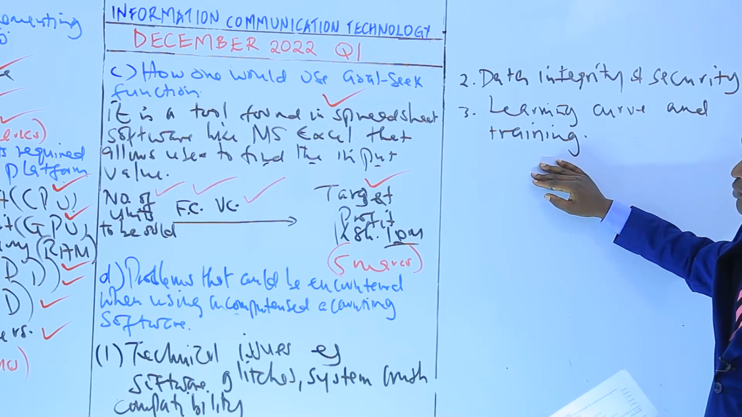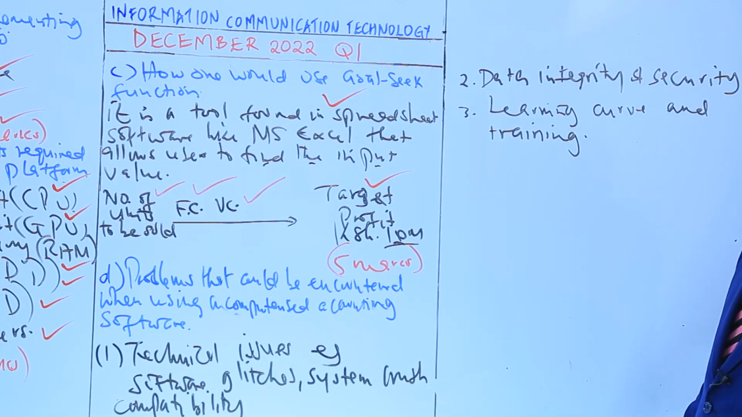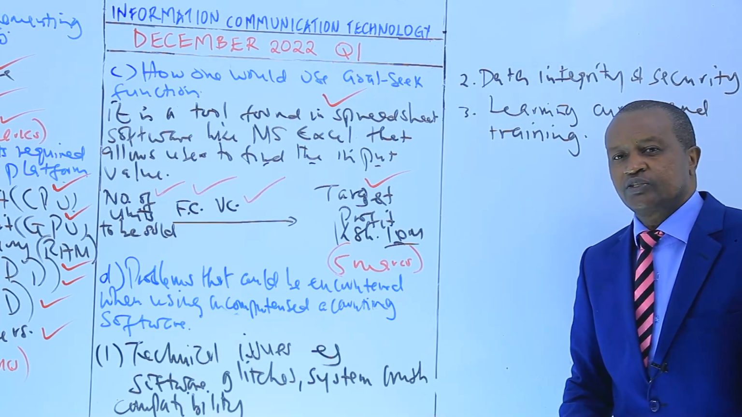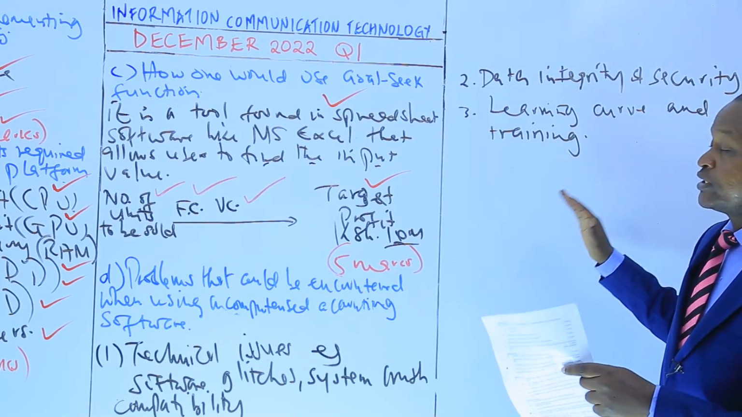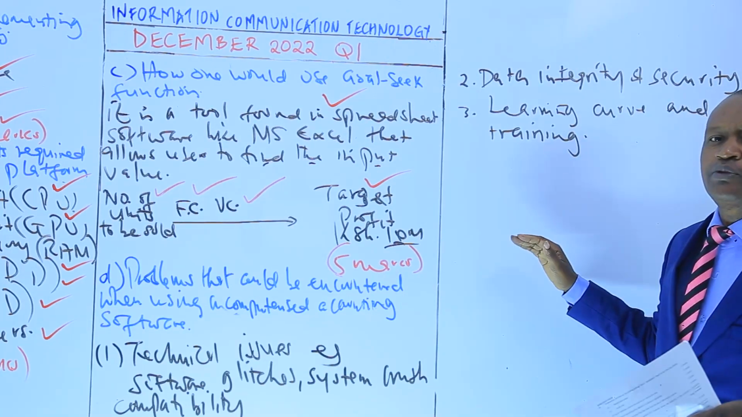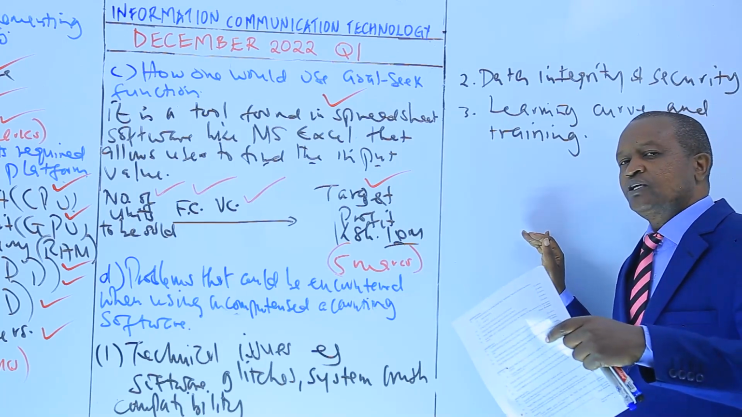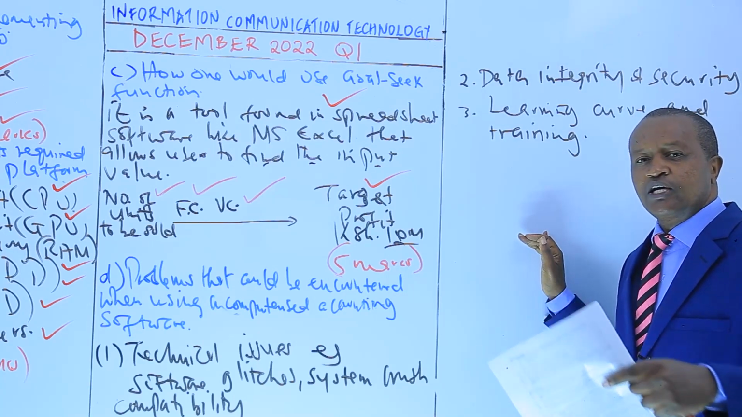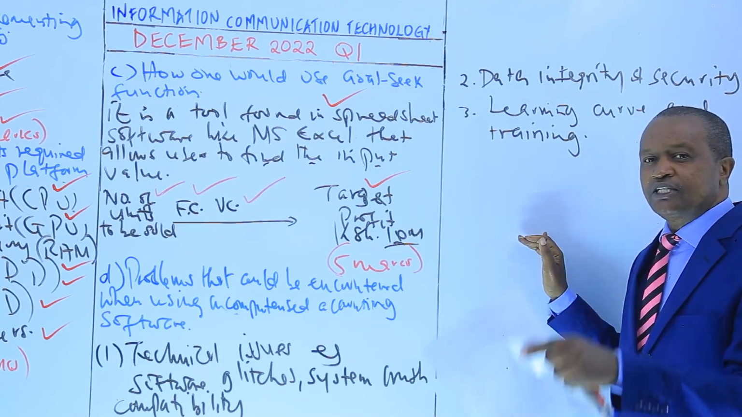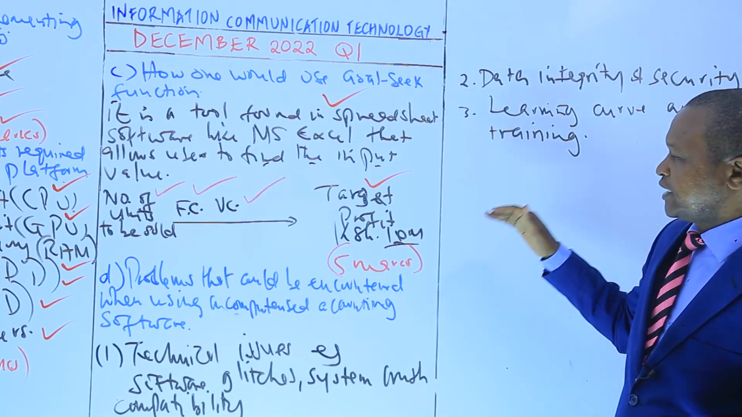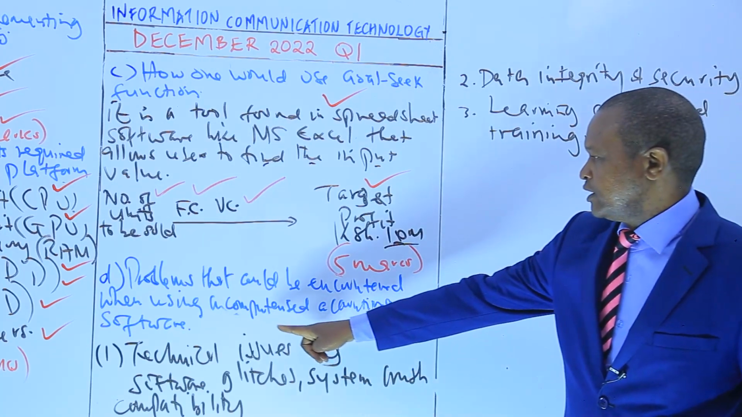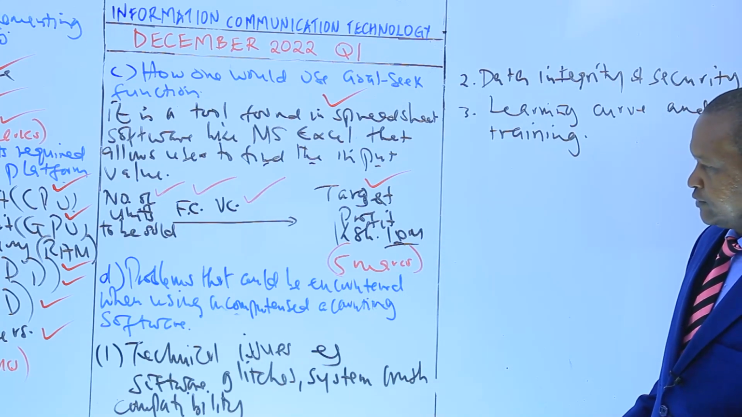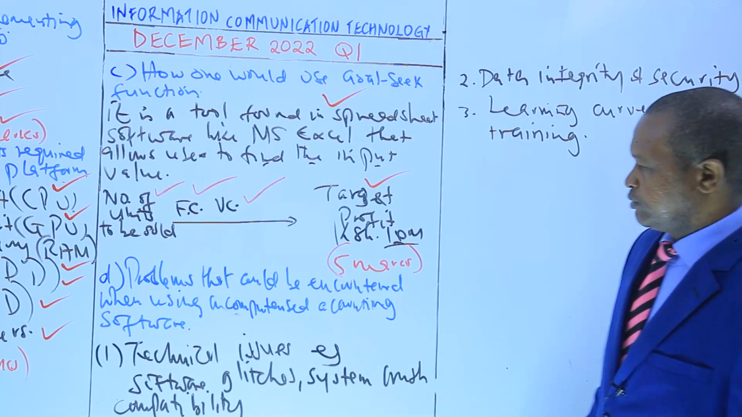So candidates, these are some of the problems. They are not the only problems. There are many problems, but all in all, it is important for organizations to be aware of these potential problems and take appropriate measures such as regular software updates, data backup procedures, and training programs, in order to address and mitigate any issues that may arise when using a computerized accounting software. So these are 3 problems.